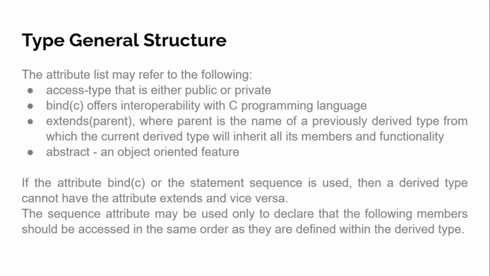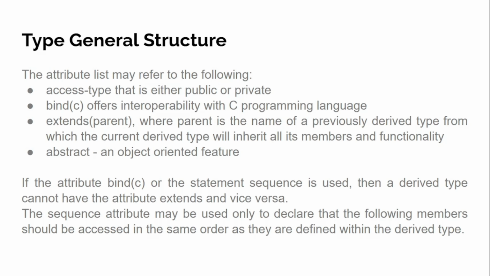The attribute list may refer to the following: access type, that is either public or private; bind(C), which offers interoperability with the C programming language; extends(parent), where parent is the name of a previously derived type from which the current derived type will inherit all its members and functionality; abstract, an object-oriented feature.